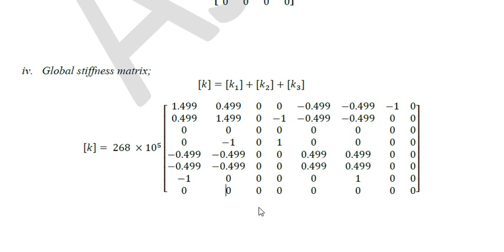So corresponding degrees of freedom are added properly. Proper care should be taken while adding. The corresponding component of the stiffness matrix should be added, corresponding degrees of freedom component. Otherwise, the entire problem goes wrong. You should take utmost care. Otherwise, things will be difficult.